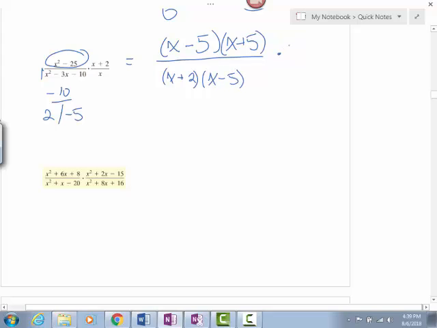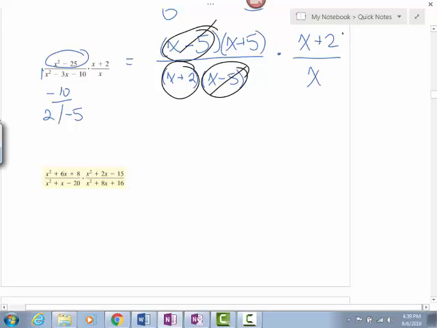On the top over here, I still have an x plus 2. We've got an x right there. All right, so let's see what's going to cancel out. x minus 5 and x minus 5, those will cancel out. x plus 2 and x plus 2, those will cancel out. So on the top, I still have an x plus 5. On the bottom, we still have an x.